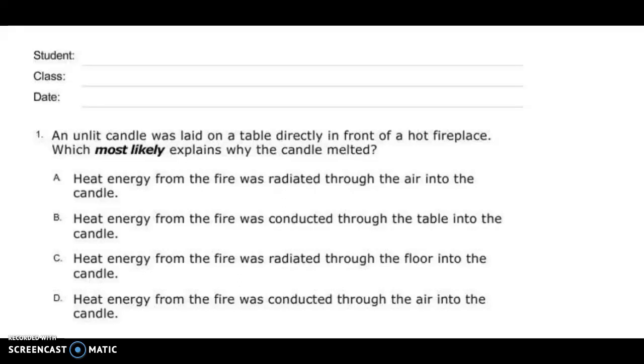All right, it's time for a heat exchange review. Let's go ahead and knock this out.